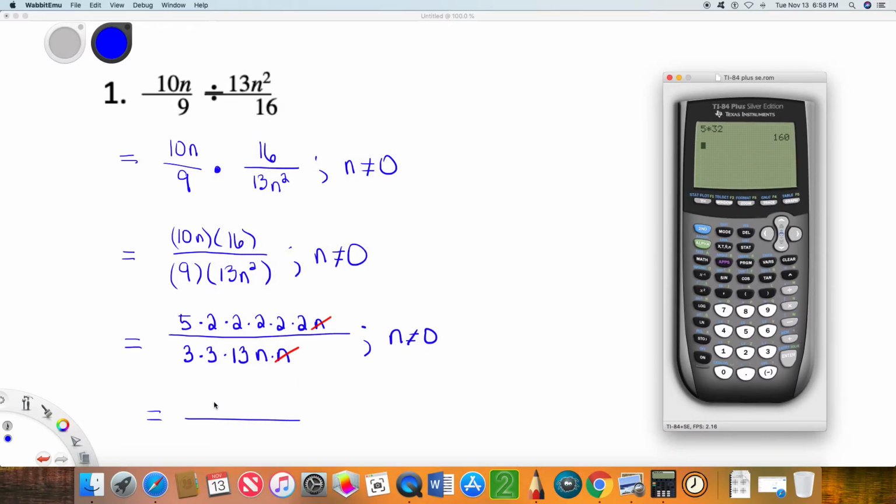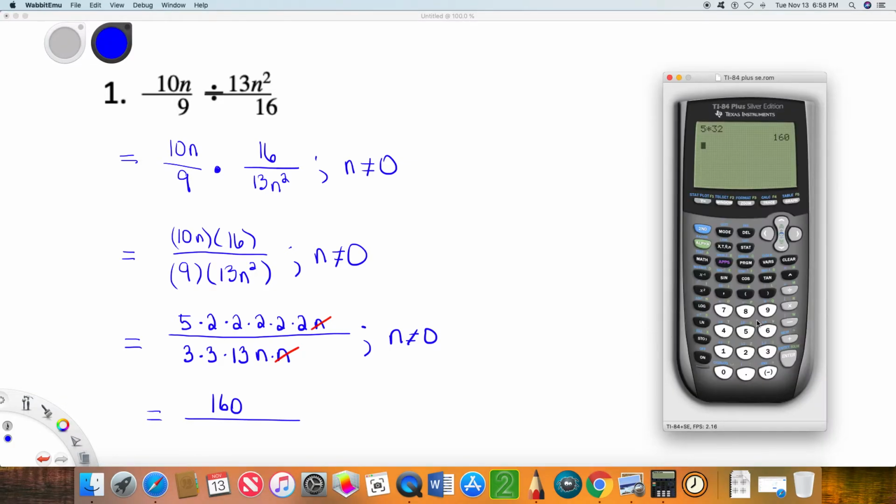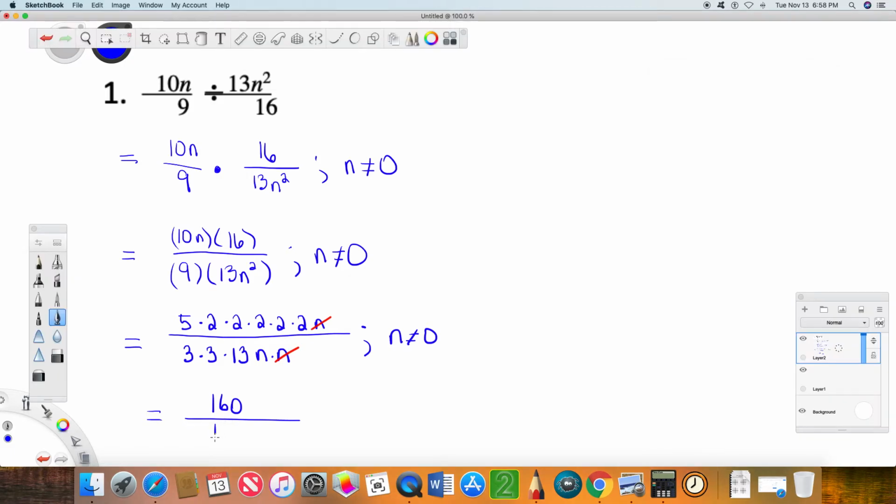So I have 160 in the numerator. 3 times 3 is 9. What's 9 times 13? 117. Don't forget that we have a factor of n. Our restriction, n cannot be 0. So here's our final answer.